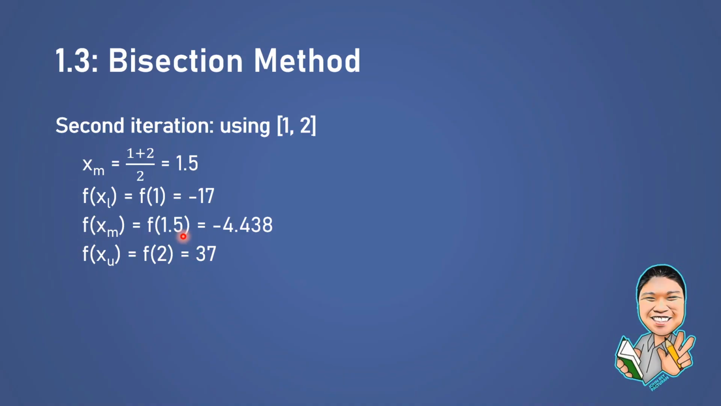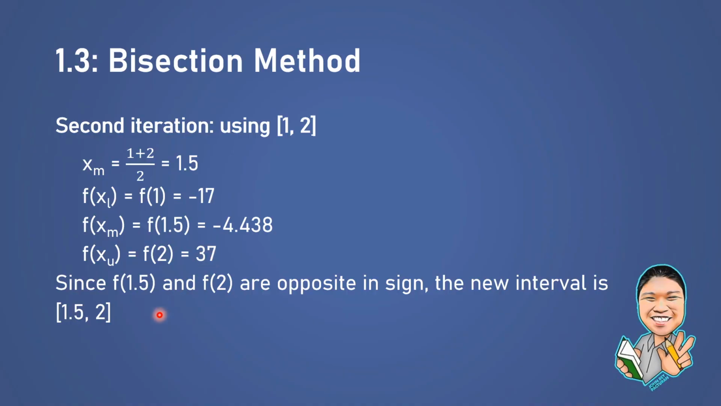Yung kailangan niyong tandaan, yung f of 1 is still a negative number. Yung f of 1.5 is still a negative number. Yung f of 2 niyo is now a positive number. Take note of the rule. Kung saan nag-shift ng sign, since ito negative tapos ito positive, ano ang ine-expect niyong bagong interval? Di ba dapat ang maging bagong interval ay yung 1.5 and 2, kasi from negative to positive. So basta yun lang dapat ang nasa isip niyo, kung saan magbago ng sign.